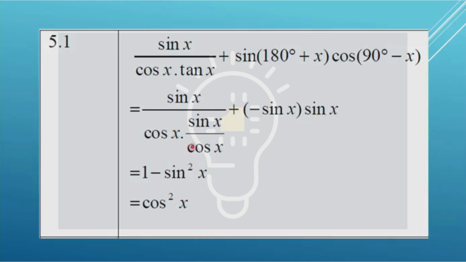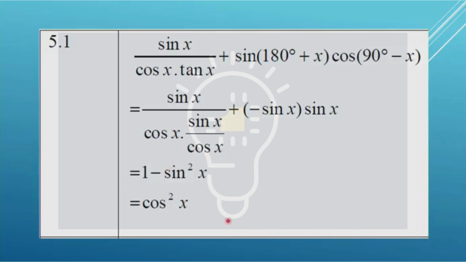Notice now in the denominator, this cosine x is going to cancel this cosine x. And then we're going to have sine x divided by sine x, which will bring us to 1. So the first part of the term simplifies to 1. And then when we multiply sine x by minus sine x, we're going to have minus sine squared x. And that answer is simply cosine squared x.